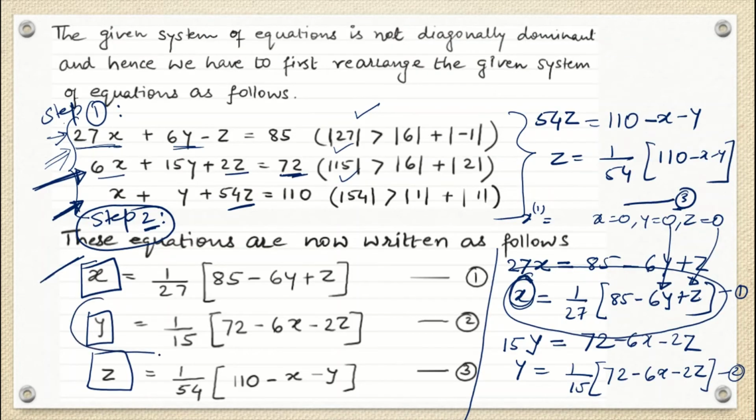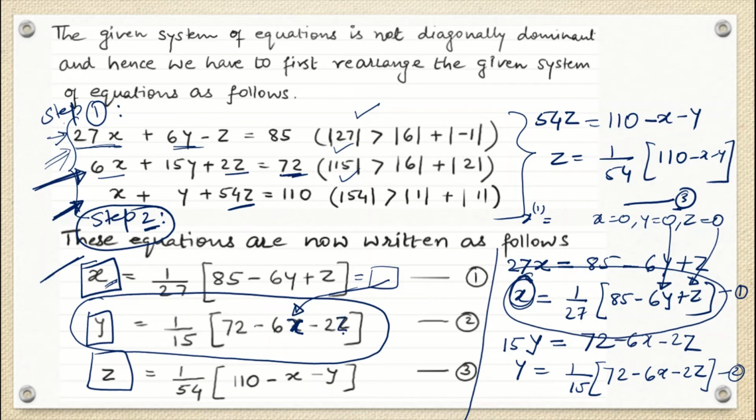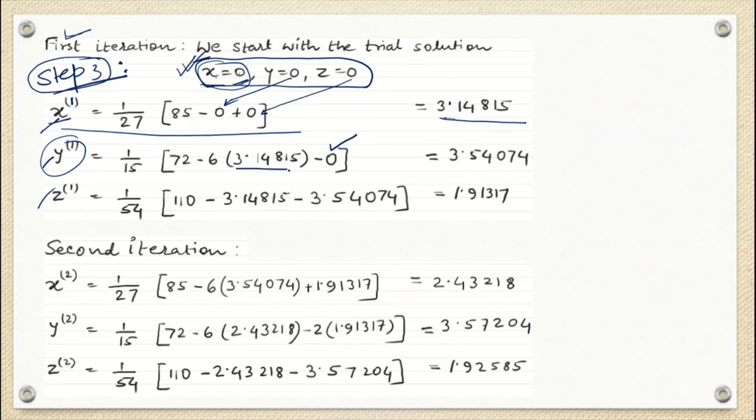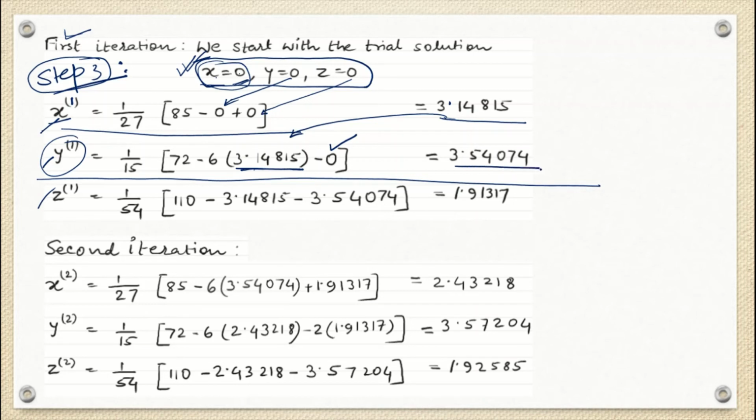Now what is my y1? Here we had said that this is the equation for y: y is 1 by 15 times (72 minus 6x minus 2z). Since we got the new solution of x, we will be using the new value of x, because before computing y we have already got the new value of x. So this x we put here, and z is 0 because we have not worked on z yet. After this calculation we have got this much. To get the value of z, we are going to use these values of my x and y.